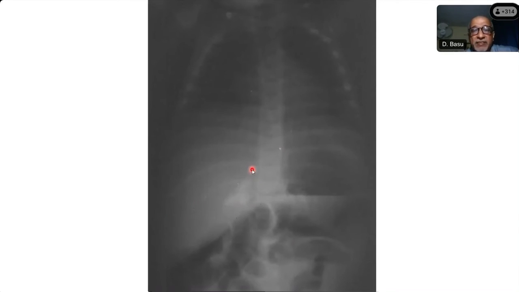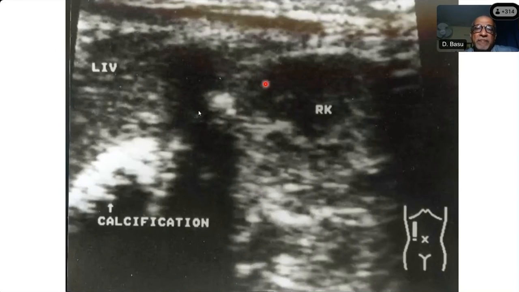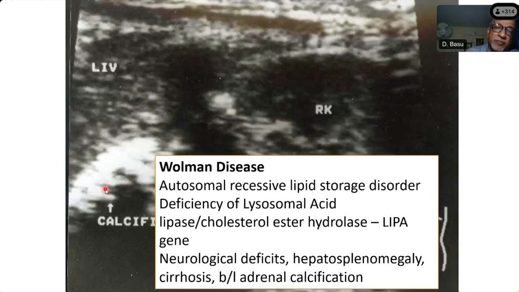Calcification, right. Beautifully, the adrenals were calcified, the right one much more than the left, but you can make out the calcification. The same thing was very nicely seen on ultrasound. So a diagnosis of Wolman disease was made. It's an autosomal recessive lipid storage disorder, a deficiency of lysosomal acid lipase or cholesterol ester hydrolase. The LIPA gene is deficient. It is a very morbid condition with neurological deficits, hepatosplenomegaly, cirrhosis, and classically bilateral adrenal calcification.